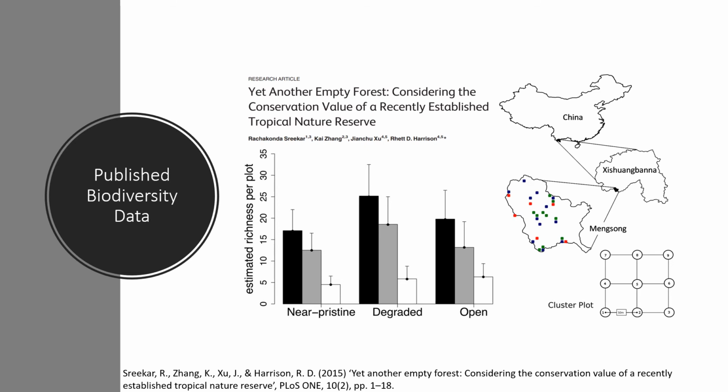The black bars are the total species found in that particular habitat type. The gray bars are the species that are widely dispersed that were found in that habitat type, and then the white bars are the species that are more localized that do not have that big of a range. And so this is how they presented the data, and it doesn't really tell you much about the richness.